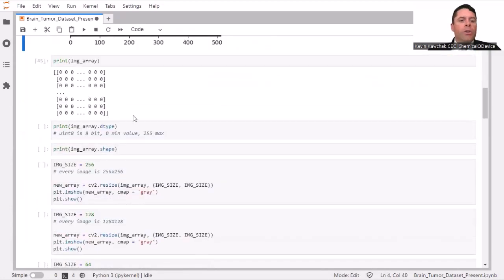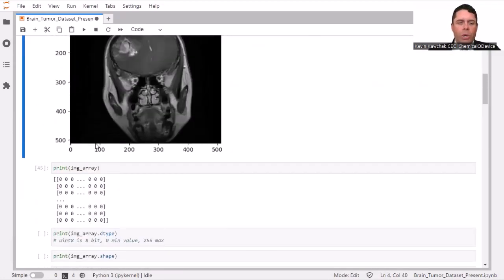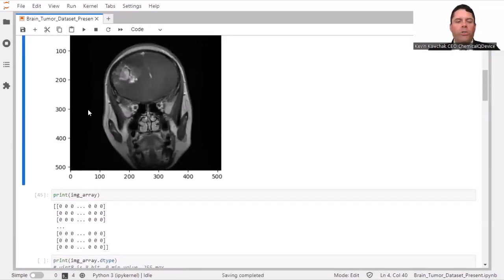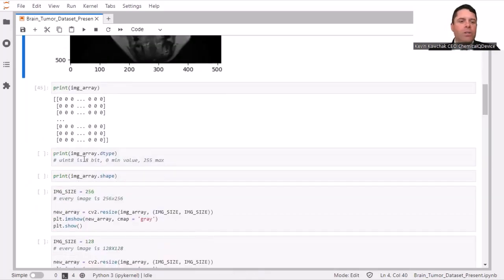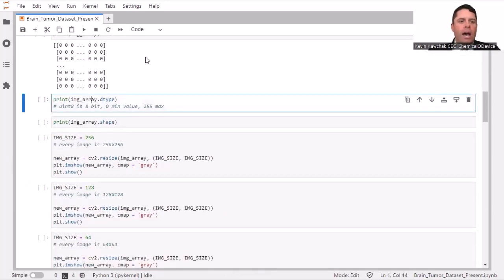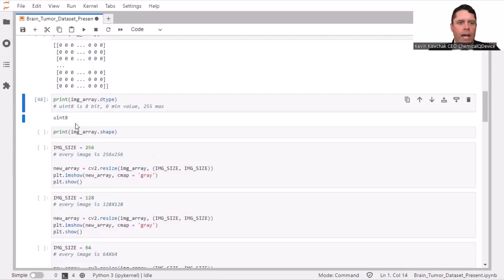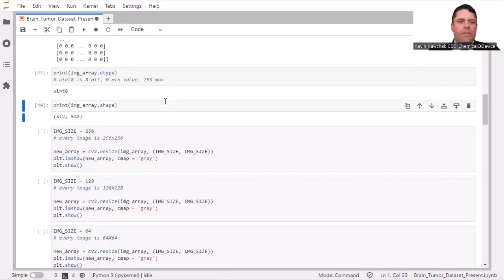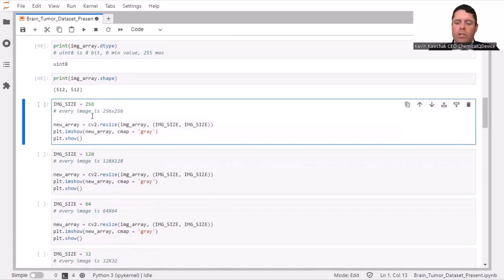Okay. So then it prints out this array. 0 is black, so you can see on the corners, they're all black. And I believe that's why that's 0. And then this tells you the type of data it is. So it's a uint8. And then this specific one is the shape. So it's 512 pixels by 512 pixels, which is a nice size for medical images.